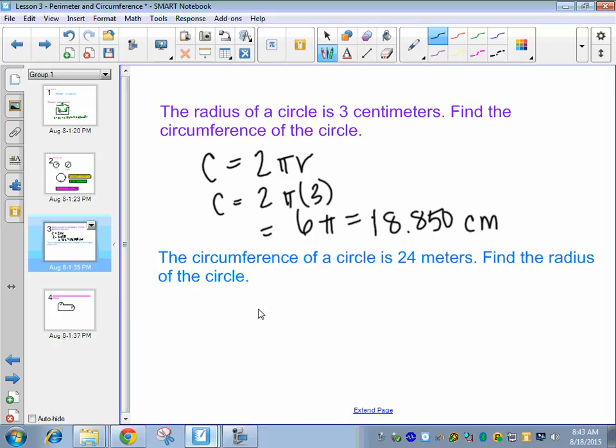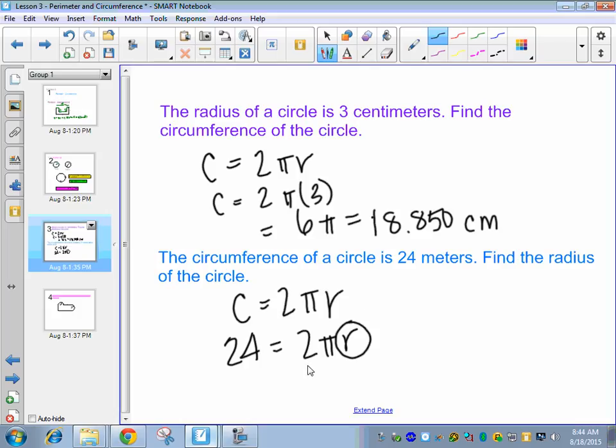This one below, we have the circumference of a circle is 24 meters. So this time they're giving us our circumference. They're giving us the left side of our equation. Find the radius of the circle. So I think we're going to use the same equation, it will be the best way to do it. 2 pi r. And this time it gives us their circumference is 24 meters. So we want to plug in that 24 for C. 24 equals 2 pi r. So we want to solve for this, right? So what should I do to both sides of this equation to solve for r? Yep.